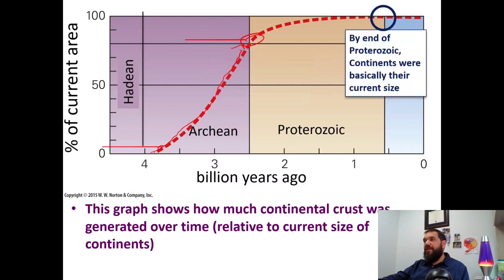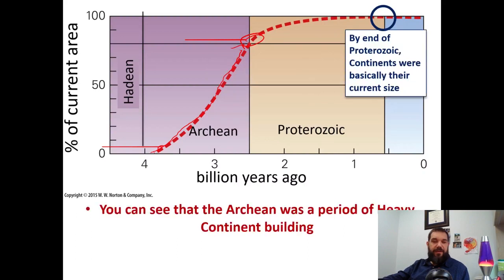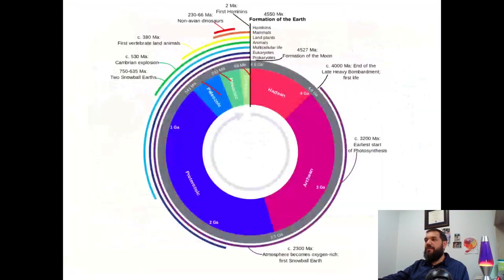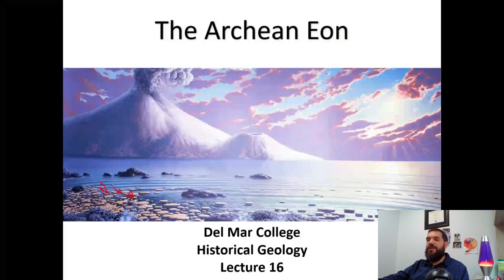Okay, by the end of the Proterozoic, the continents were basically the same size as they are now. So continental crust is still forming, but nowhere near like it used to be in the Archean. That's why we keep showing, in this picture, big volcanoes, big continental crust forming volcanoes.